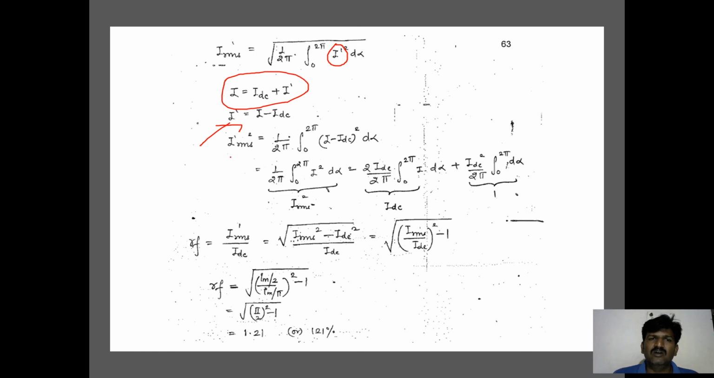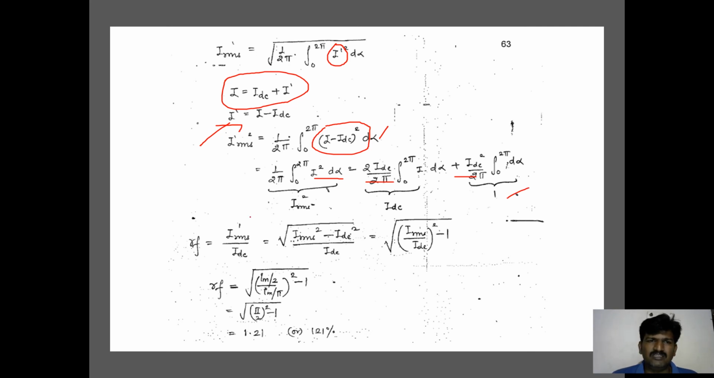I dash RMS square is equal to 1 by 2 pi, integral 0 to 2 pi, I minus IDC whole square d alpha. This uses the trigonometric identity a minus b whole square equals a square plus b square minus 2ab, and it is expanded like this. Resultantly you will have I square RMS. This is going to be noted as IDC and this is going to be noted as 1.